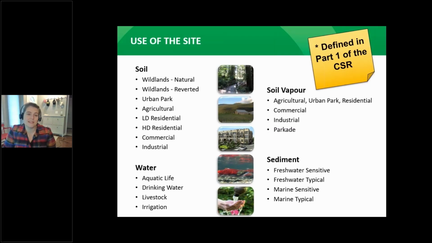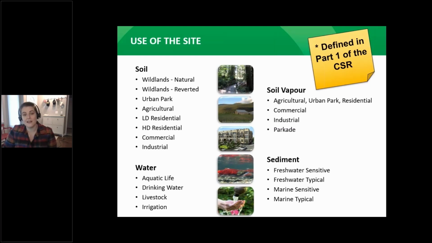These categories may seem straightforward at first glance, but categorizing the use of a site is not always intuitive. First, note that site use does not always correspond to municipal zoning. The CSR requires that a responsible person consider the primary land use at the surface of the site. That means that the actual use of the site needs to be considered, even if that is not in agreement with the municipal zoning bylaws.